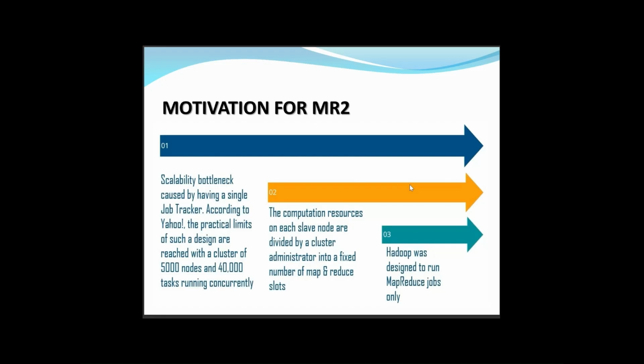I have mentioned three main points: the scalability bottleneck caused by a single JobTracker at Yahoo, the second point is the computation resources, and the third point is that Hadoop was designed to run MapReduce jobs only. That's the basic motivation for introducing MapReduce 2, or you can say YARN.